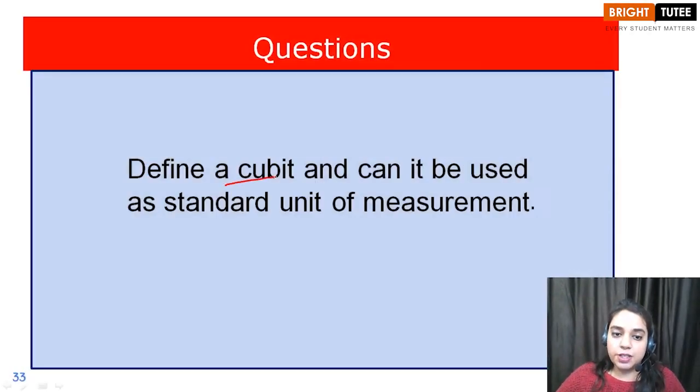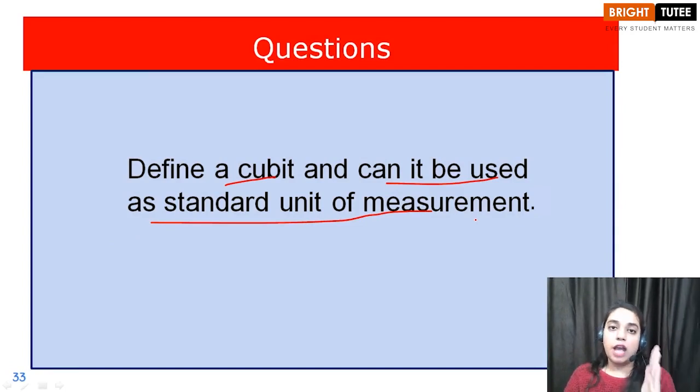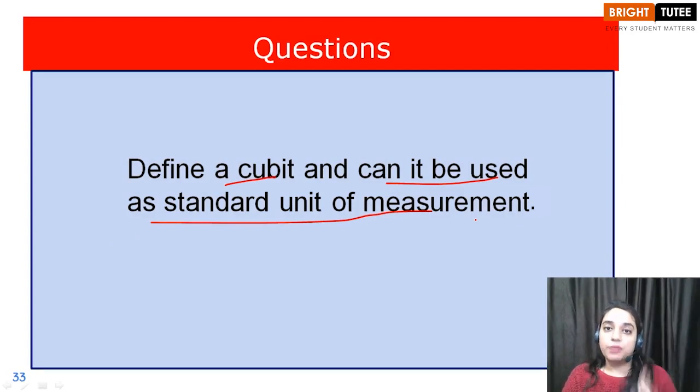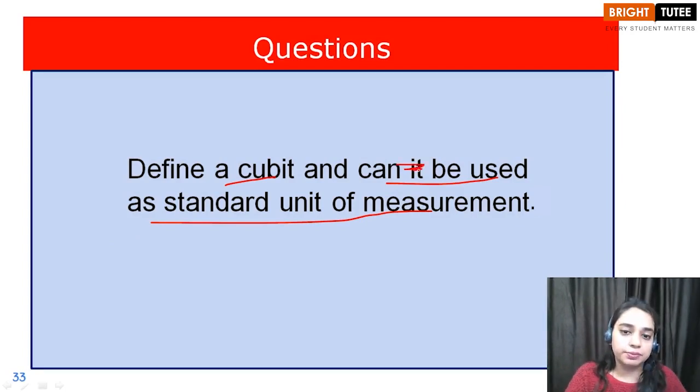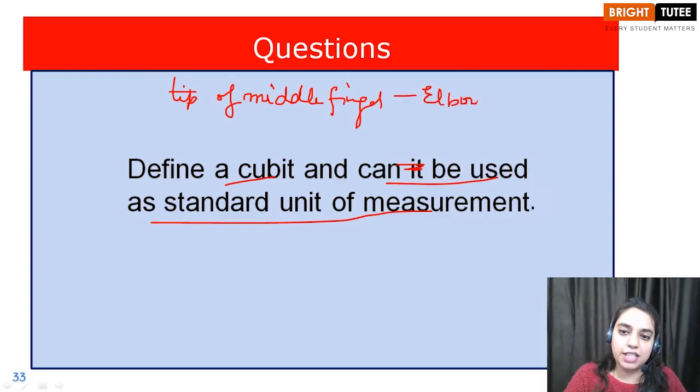Define a cubit and can it be used as the standard unit of measurement? So children, what is a cubit? If you look at your hand and you start measuring from the tip of your middle finger to the elbow, this distance is known as a cubit.